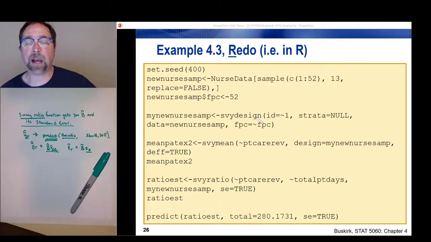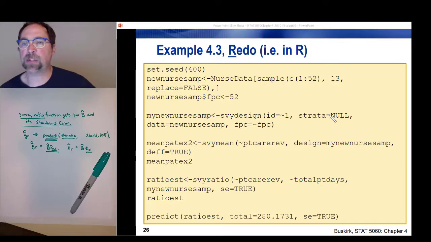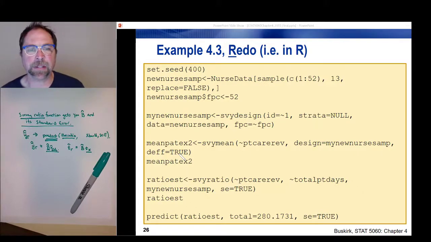And then I'm going to create a survey design object. I'm going to give everybody an ID of 1, because each case is its own ID. And then the strata is null. We don't have any stratification there. The data is the new nurse sample data, which includes this FPC variable that I just computed. Now I'm going to calculate the mean estimate for the patient expenditures using the survey mean functionality. This is specifying the patient care revenue variable that I've collected, the design that we've specified, and then design effect is true. You can take it or leave it for the design effect.